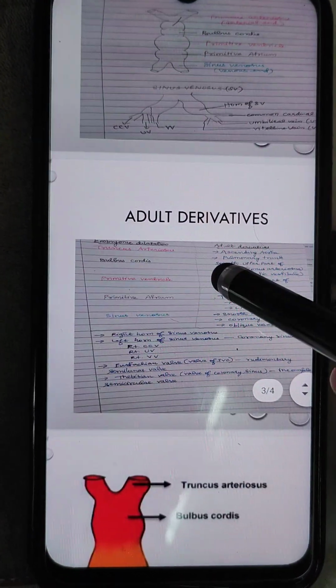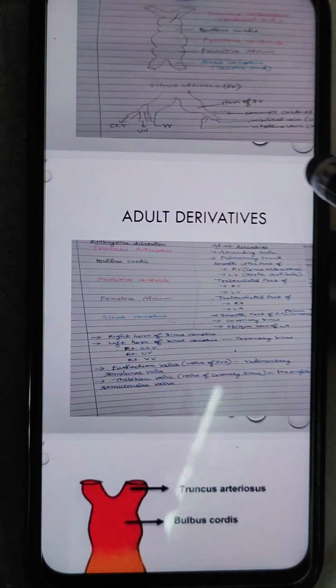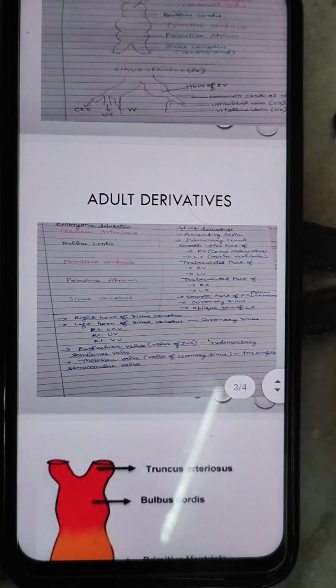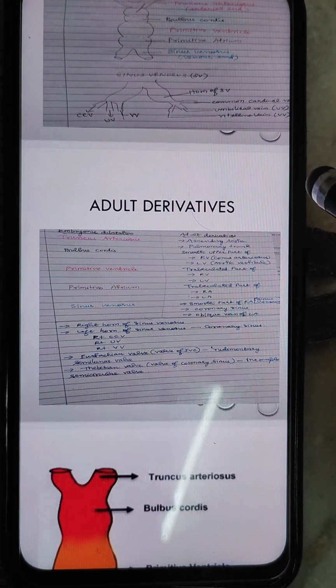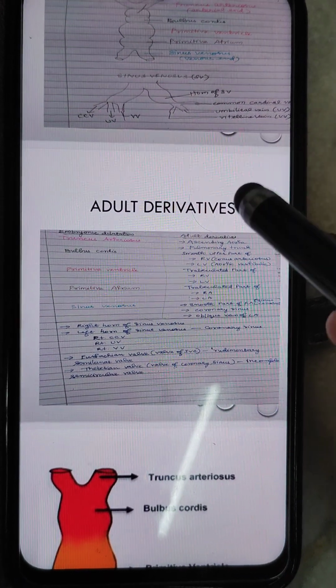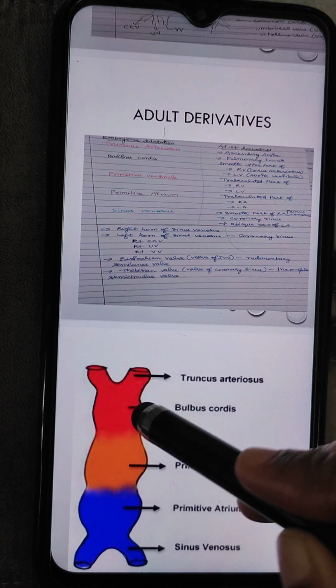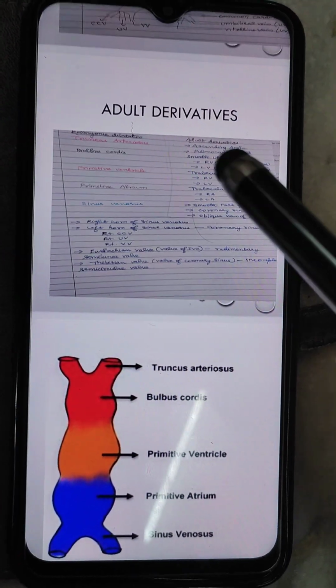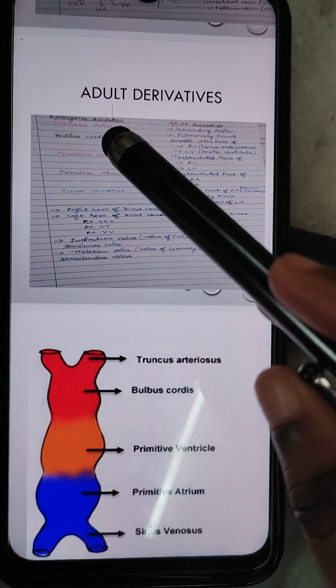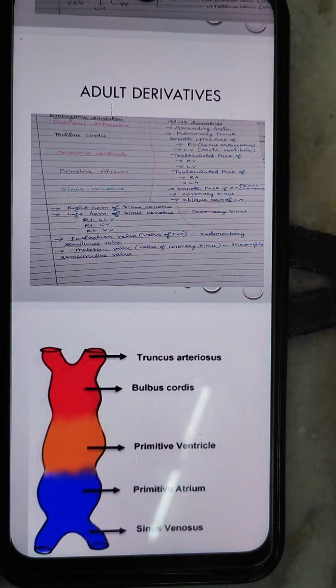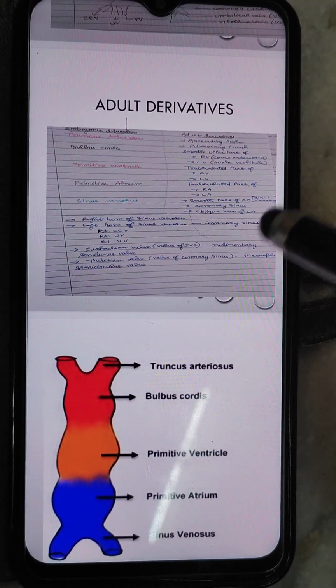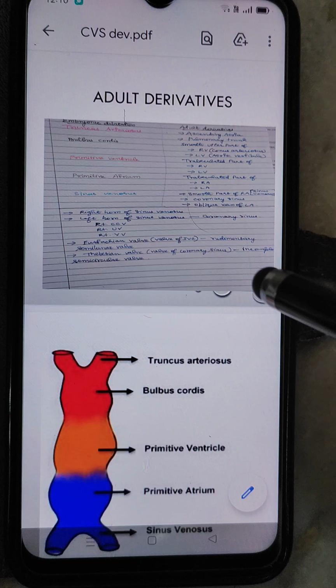Now coming to the adult derivatives. So what these 5 dilations give rise to in our human heart, that is, first is truncus arteriosus, which gives rise to your ascending aorta and pulmonary trunk, and next is bulbus cordis, which gives rise to the smooth upper part of the right ventricle and left ventricle.